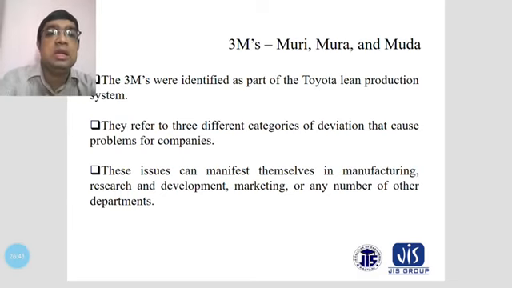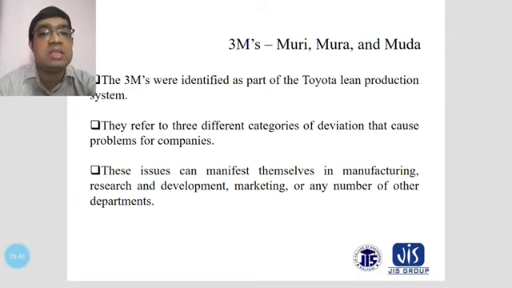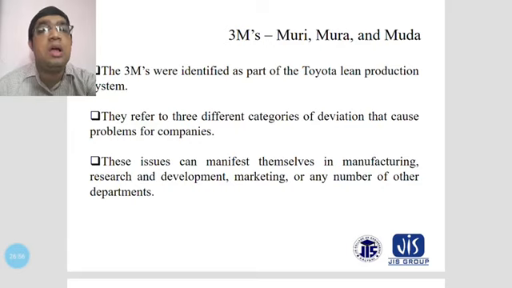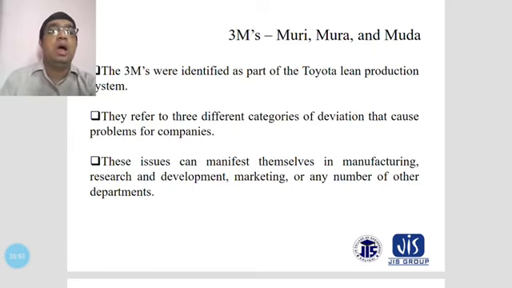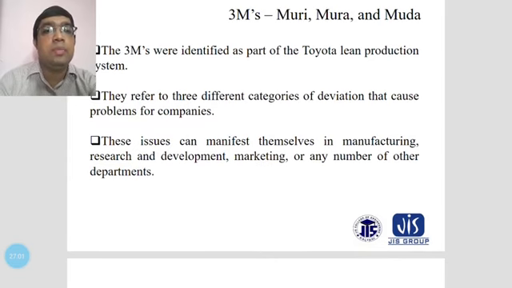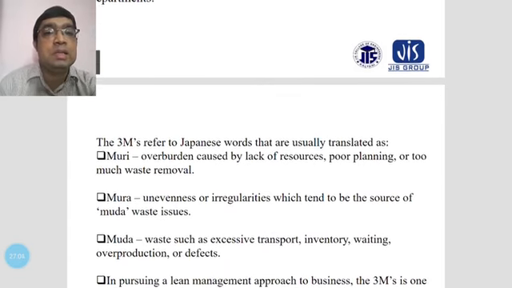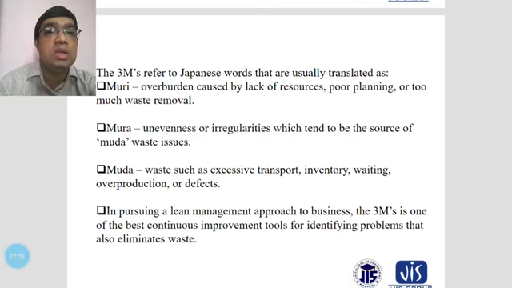These issues can manifest themselves in manufacturing, research and development, marketing, or any number of other departments. And the 3 Ms come from Japan, from Japanese words that are usually translated as Muri. Muri means overburden caused by lack of resources.